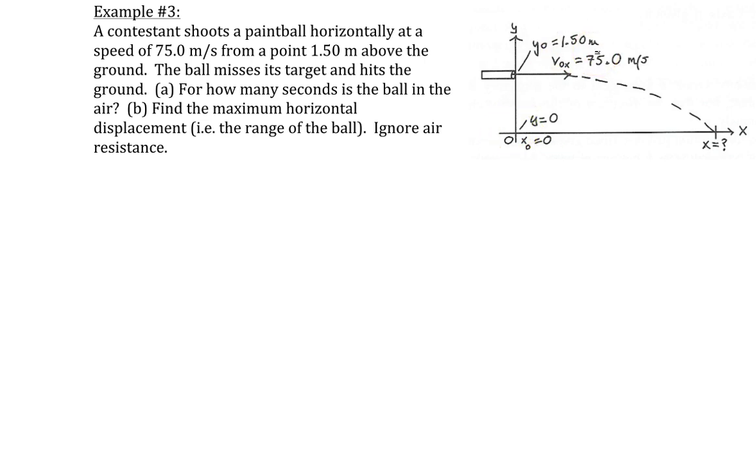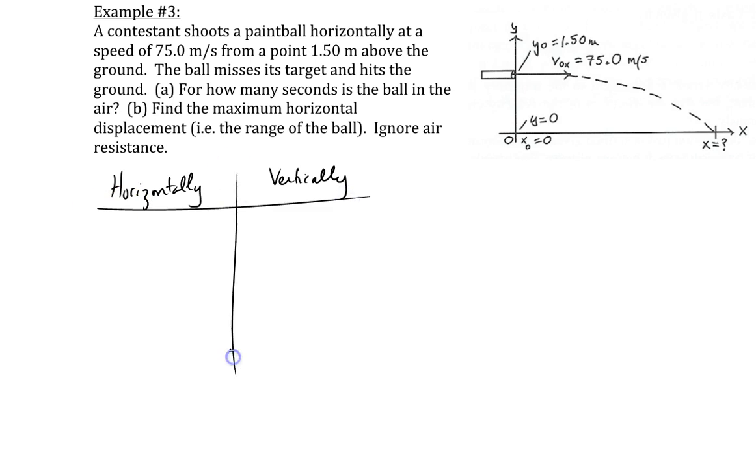Now we're going to list all of the knowns and unknowns, and I like to classify them into two categories: the horizontal information and the vertical information. The horizontal acceleration is always 0 because we're assuming no air resistance, and the vertical acceleration is negative g, or negative 9.8 meters per second squared. That's the acceleration. Then we'll go on to the velocity.